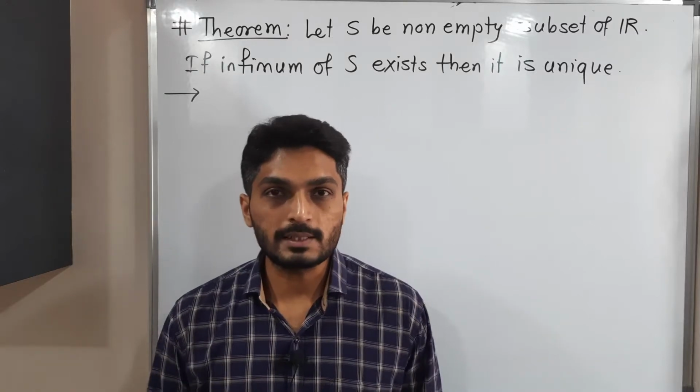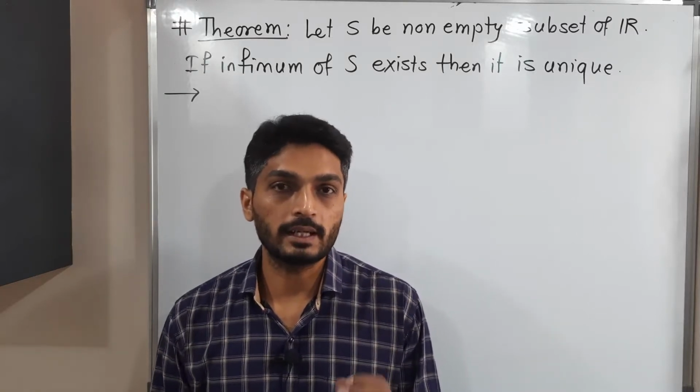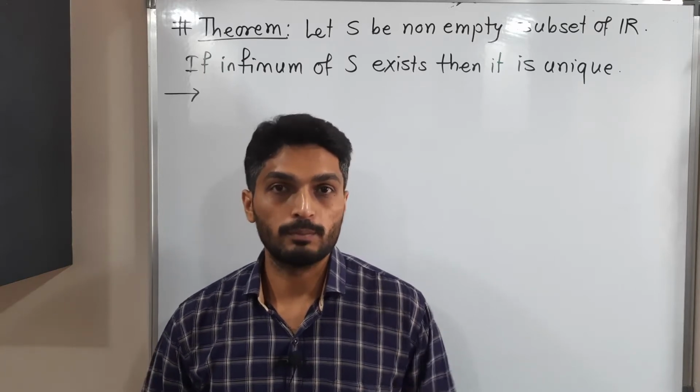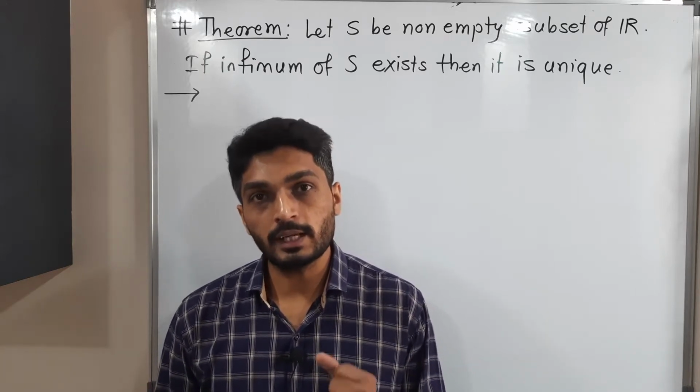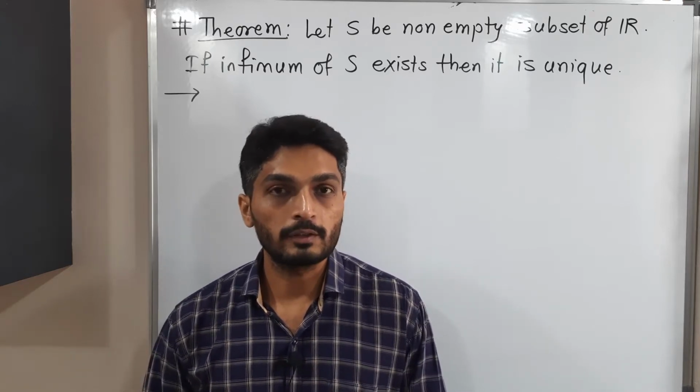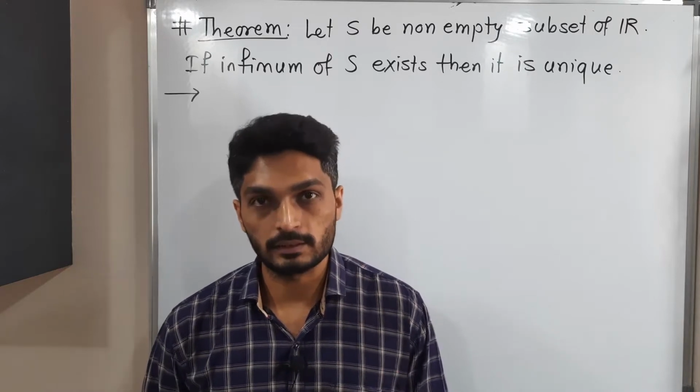So you are familiar with the concept of infimum of any set S. Okay, infimum, or we can also call it the greatest lower bound. So we have to prove that if set S has an infimum, then it is unique. Right? Unique means only one infimum is there.